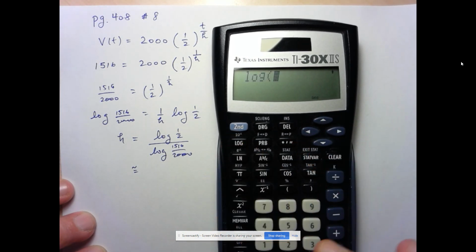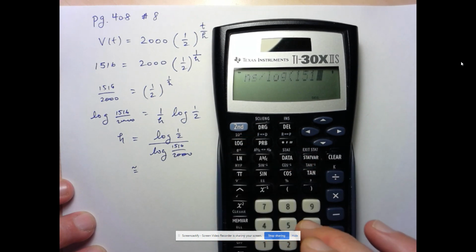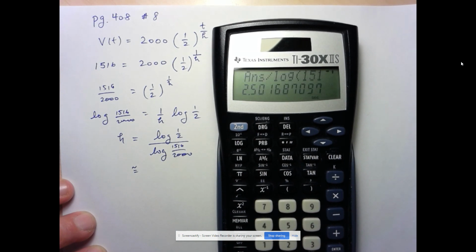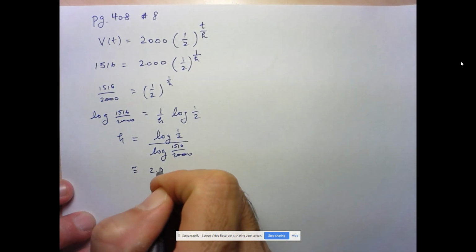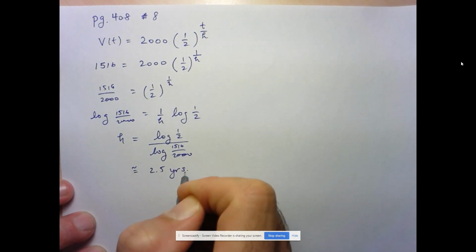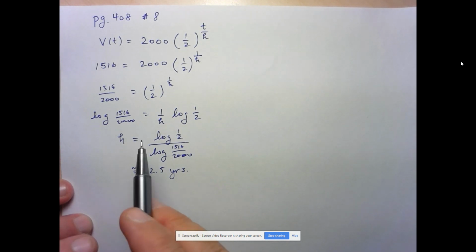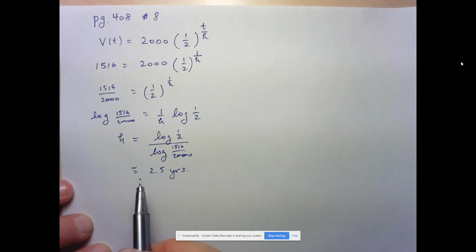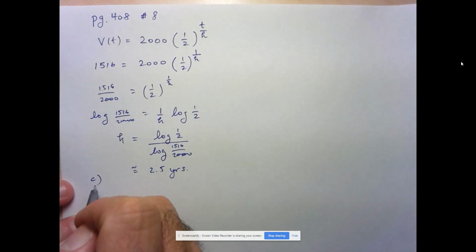So here we've got log of 0.5 divided by log of 1516 divided by 2000. And it looks like we've got about 2.5. So the half-life is about 2.5 years. So every 2.5 years, the value of the computer goes down by half. Not sure how reasonable that is, but that's what the problem gives us. So let's take a look at B. So this was the answer for A.